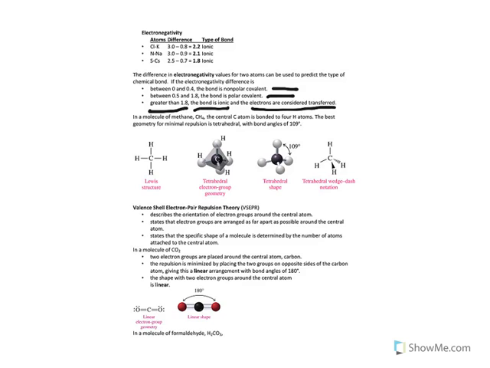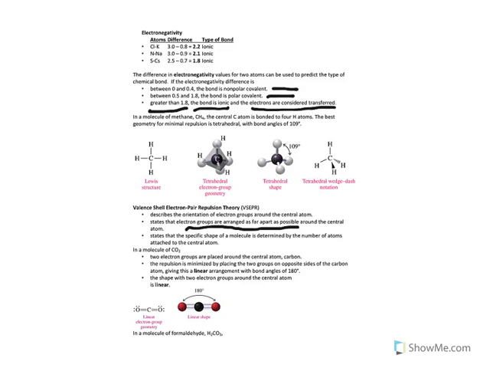We have a theory called the valence shell electron pair repulsion theory. This theory describes what the shape of a molecule looks like. It describes how the electron groups are oriented around the central atom. It states that these groups are arranged as far apart as possible around the central atom. And it states that the specific shape of a molecule is determined by both the number of atoms attached to the central atom and the electrons that are not involved in bonding.